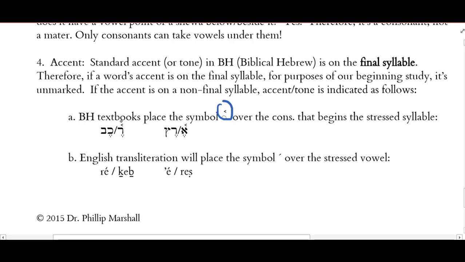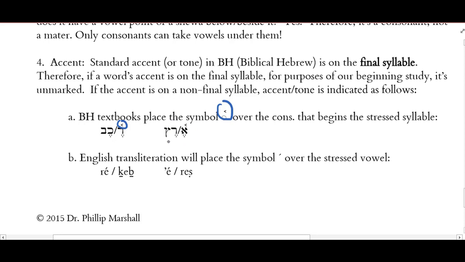So take a look at this word here. Rechev. Notice that I would expect this final syllable to be stressed, but since the stress actually goes with the re of rechev, this vowel point is added to tell us to stress the non-final syllable. This is the word for chariot, by the way. The word for land is eretz.